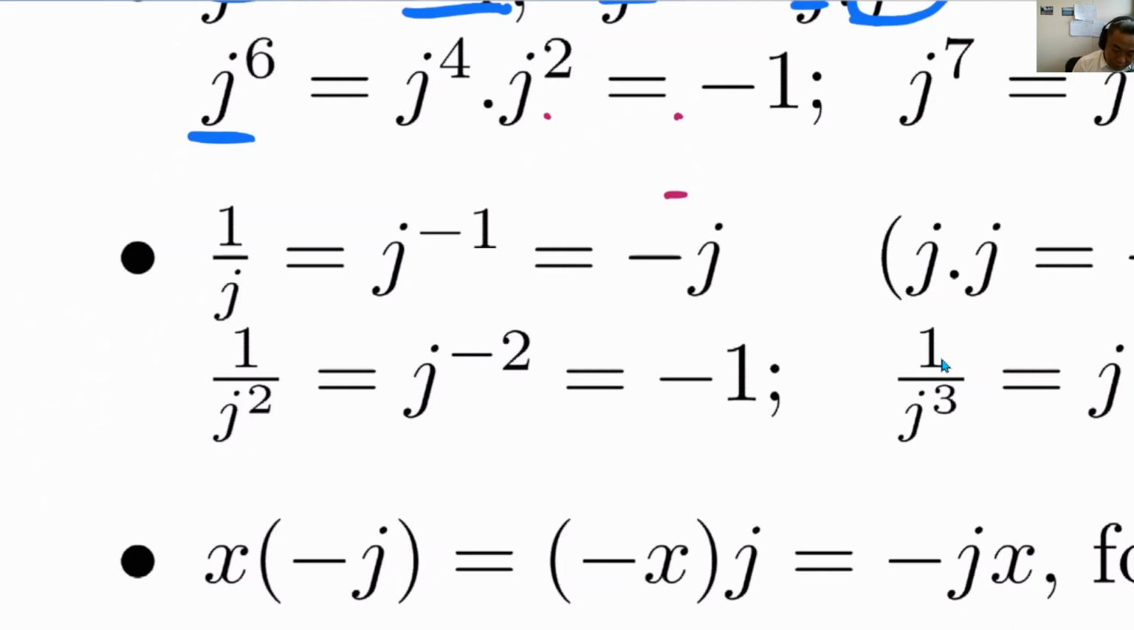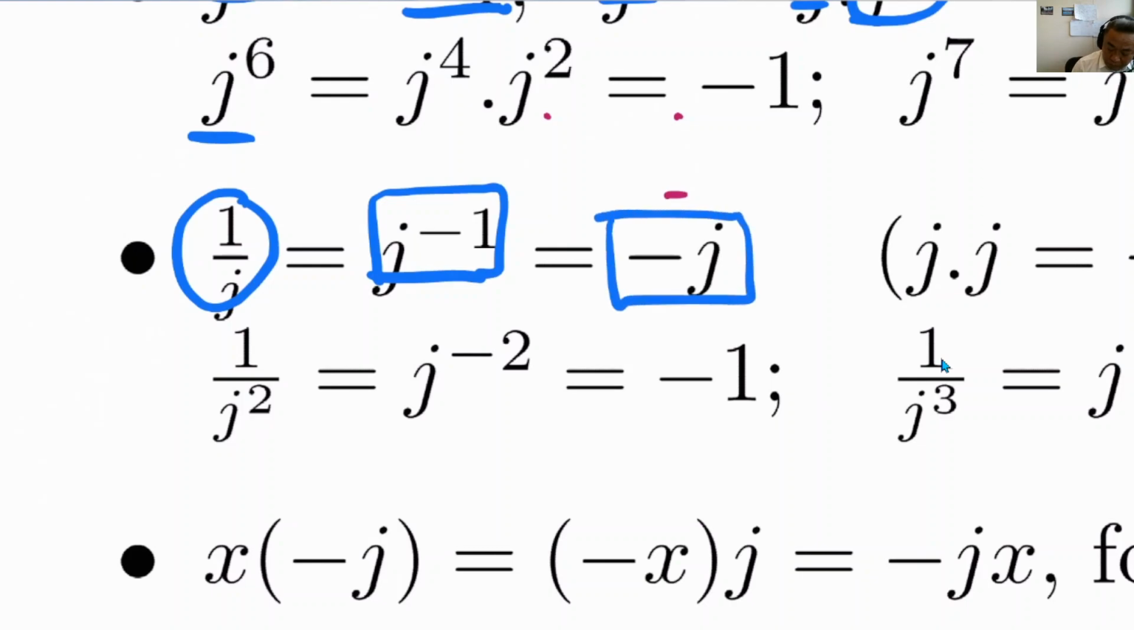1 over j can be denoted as j to the exponent of minus 1. So how do we get that 1 over j is minus j? Well, we do it this way: 1 over j times j times j.